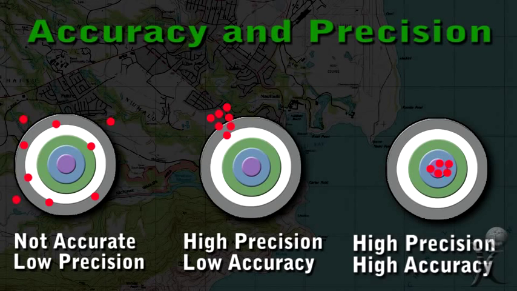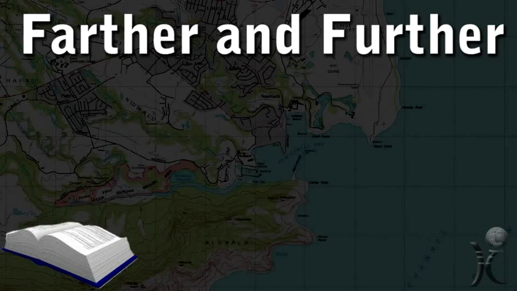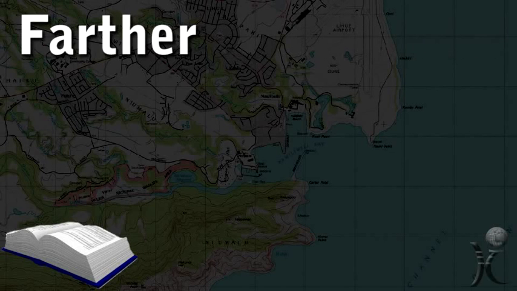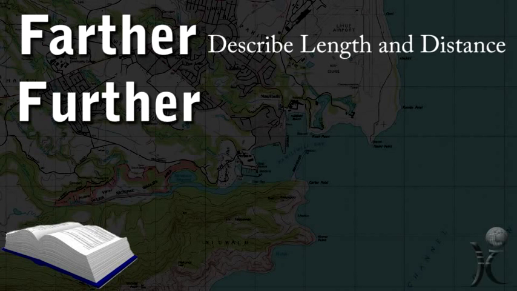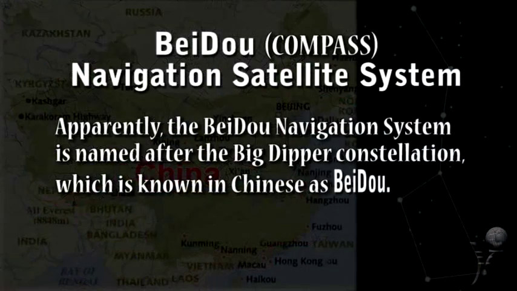2 other words that are commonly confused, at least in the English language, are farther and further. According to the Merriam-Webster's 10th Collegiate Dictionary, farther is used to describe physical distances. Further is a metaphorical figurative distance. Some argue that farther and further have been used interchangeably throughout history. Examples include, how much farther is it to the fuel station? Or, you couldn't be further from the truth.